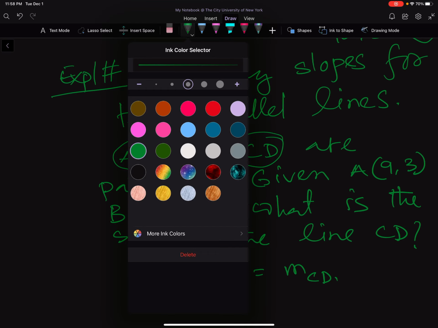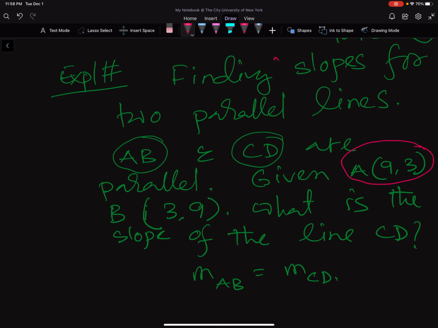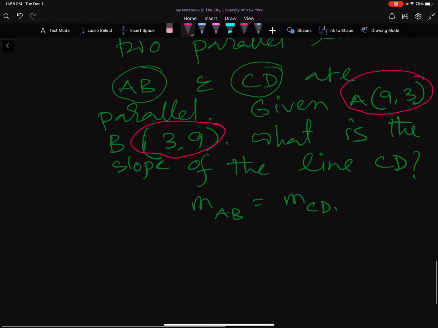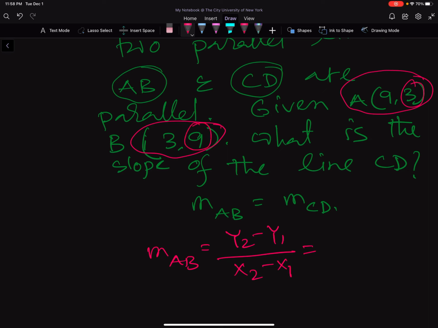Since we are given the coordinates of A and B, we can easily formulate the slope for AB. Based on this formula, we plug in the values. Our y2 is 9 and our y1 is 3, so 9 minus 3. Our x2 is 3 and x1 is 9. So we get 6 over -6, which gives us -1.